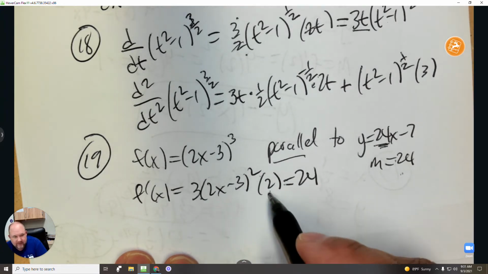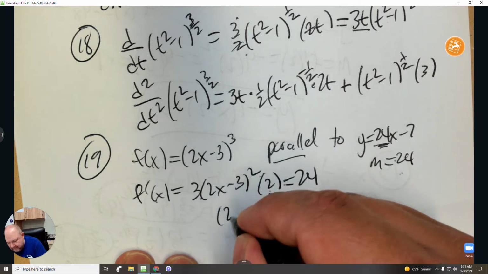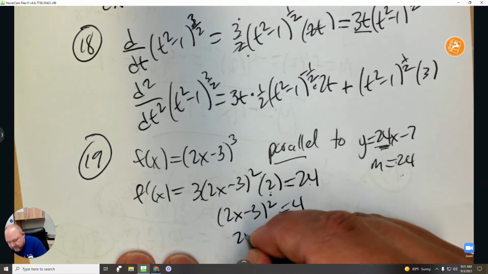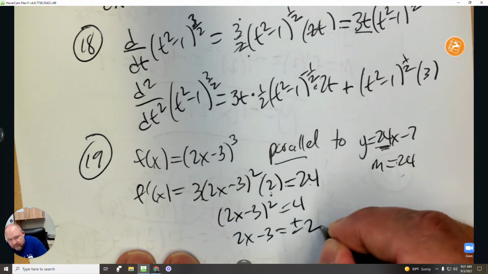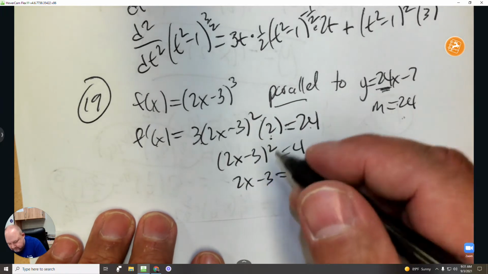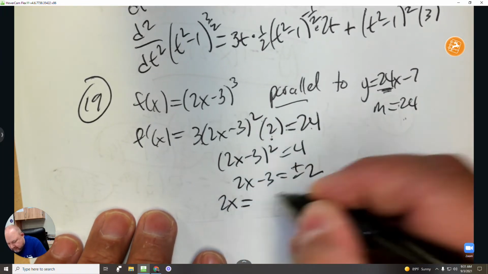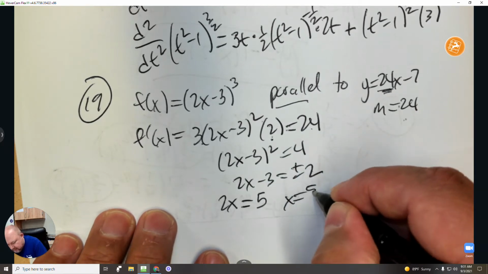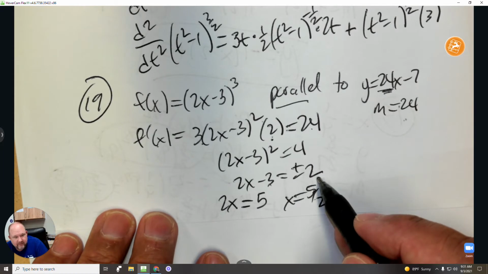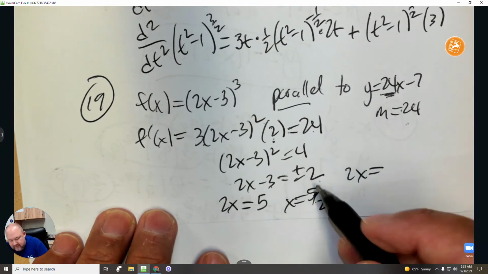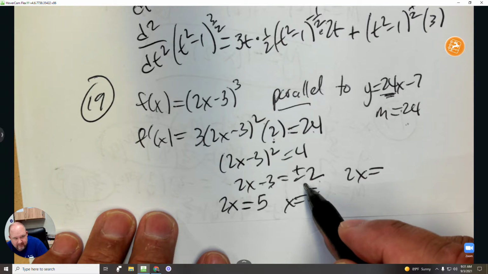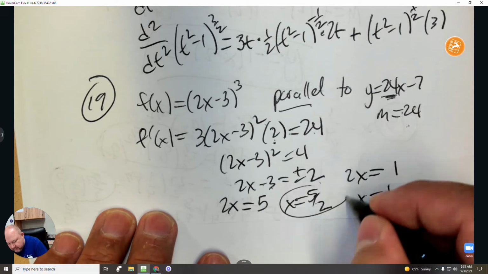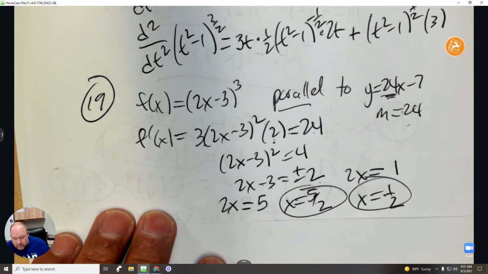So 3 times 2 is 6. So when you divide, 24 divided by 6 is 4. When you square root, the answer is positive or negative 2. So in one situation, it's positive 2. So I'm going to add 3, and one answer is 5 over 2. In the other situation, it's negative 2. So when you add 3 to negative 2, it would be positive 1. So one answer is 5 over 2, and the other answer is 1/2.